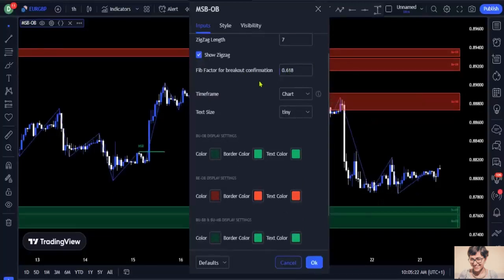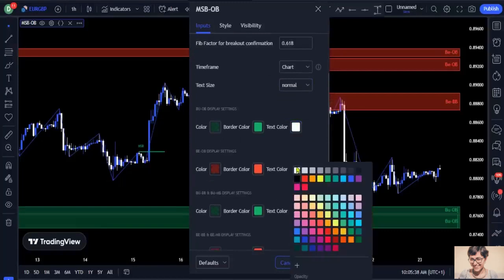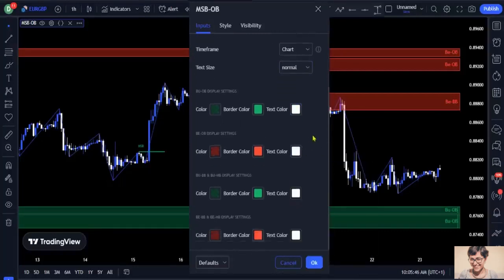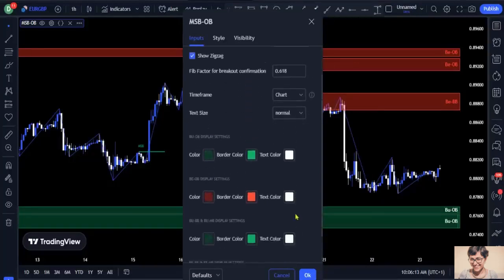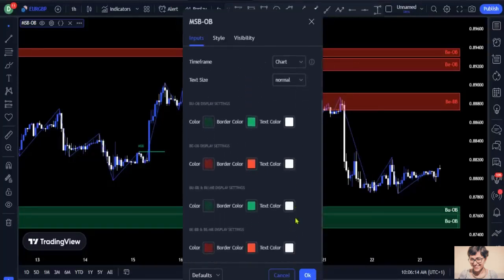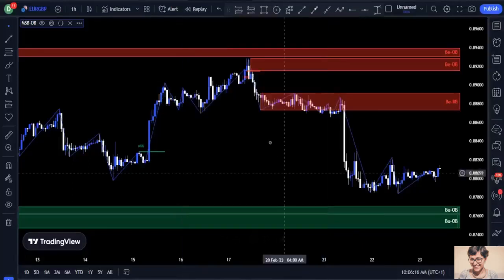So here on the input menu, you can change the zigzag length from 9 to 7, where you can hide the zigzag pattern by taking out this check mark here if you don't need it, and you can also change the Fibonacci factor value from 0.33 to 0.618, which is the Fibonacci golden ratio. This FIB ratio is sometimes used as confirmation for breakouts.